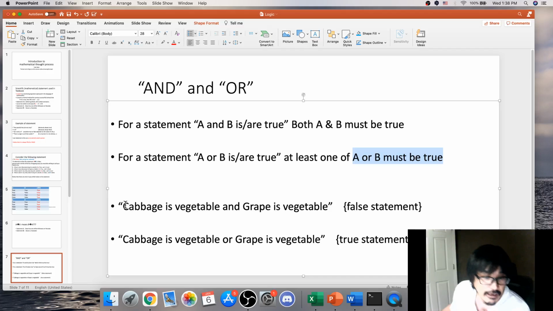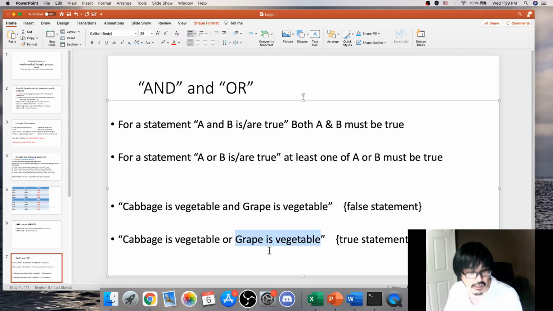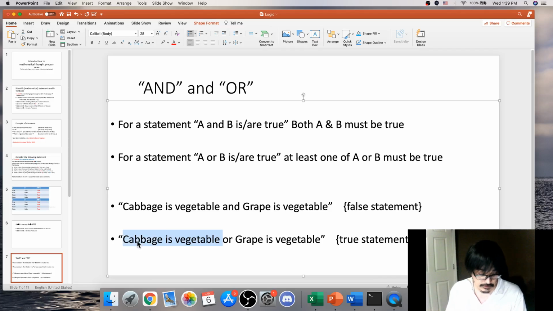So if I have a statement that says cabbage is a vegetable and grape is a vegetable, because of this and situation right here, this is a false statement because grape is not a vegetable, right? But cabbage is a vegetable, that's statement A, and grape is a vegetable, that's statement B, but this is a true statement because it's or. The condition you have to satisfy is that at least one of them must be true. So for this particular case, cabbage is a vegetable is a true statement. So for the or case, it's a true statement.